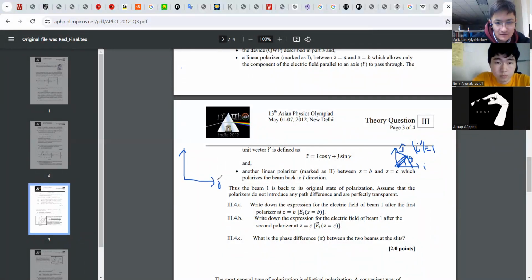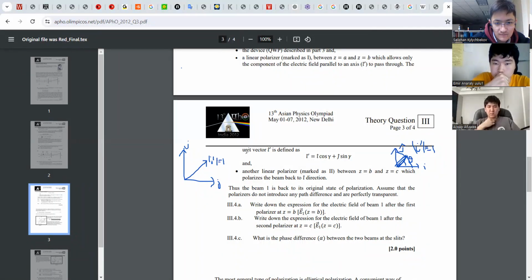This is I, this is J. This is our I prime. The I prime amplitude must be 1, this is a unit vector. For I times cosine theta to be I prime, this angle must be, theta must be 90 degrees? Plus J.